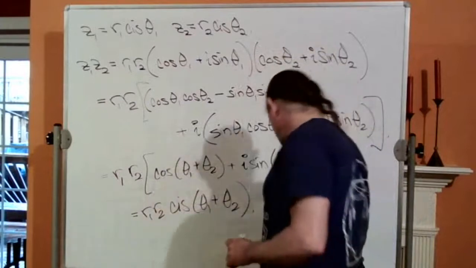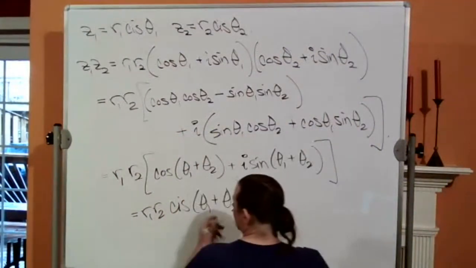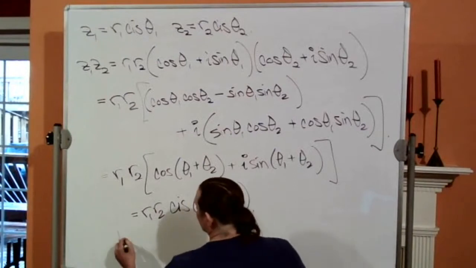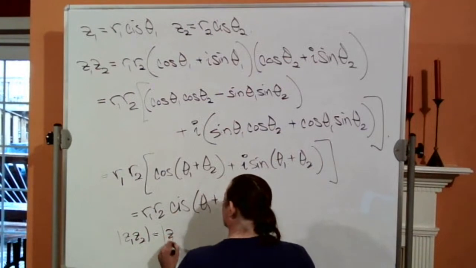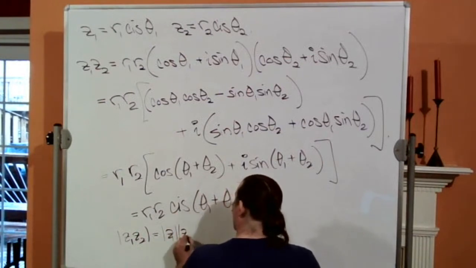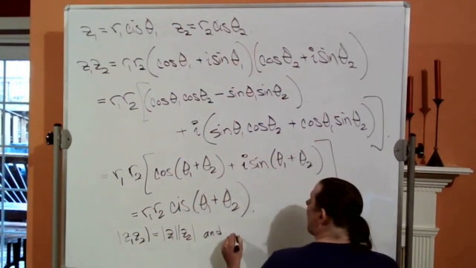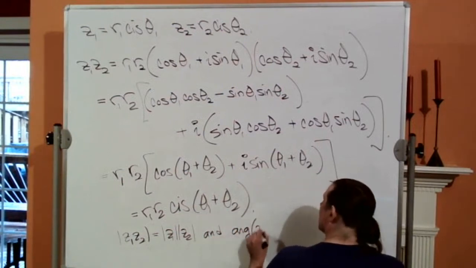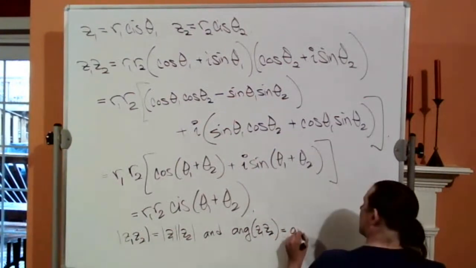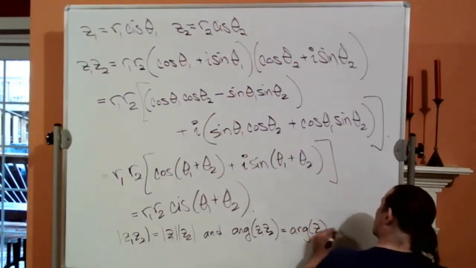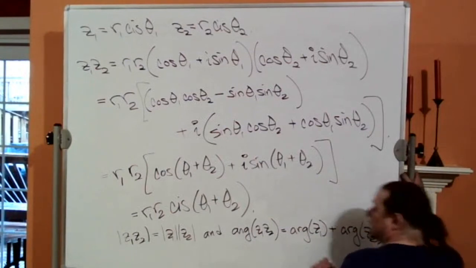Okay? So we could say, and we already knew this, the modulus of z1 z2 is equal to the modulus of z1 times the modulus of z2, and the argument of z1 z2 is equal to the argument of z1 plus the argument of z2.